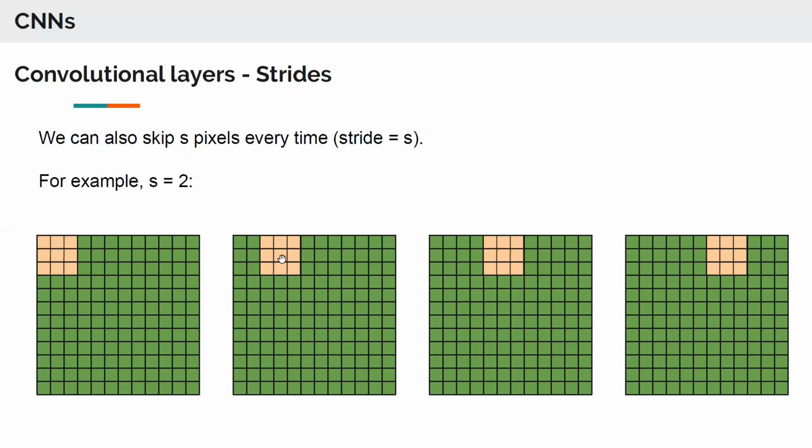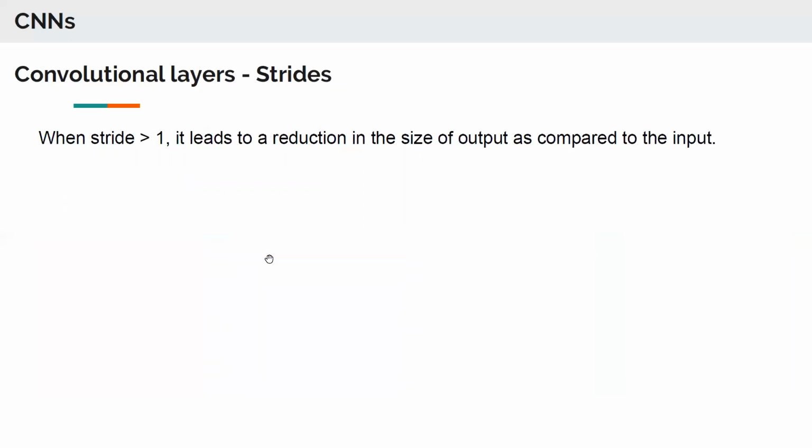Okay, so you can imagine that this would lead to a higher reduction in the output size as compared to the input size, because we won't have the output pixel corresponding to taking the dot product after centering on this pixel, right? So when stride is greater than 1, it leads to a reduction in the size of the output as compared to the input.